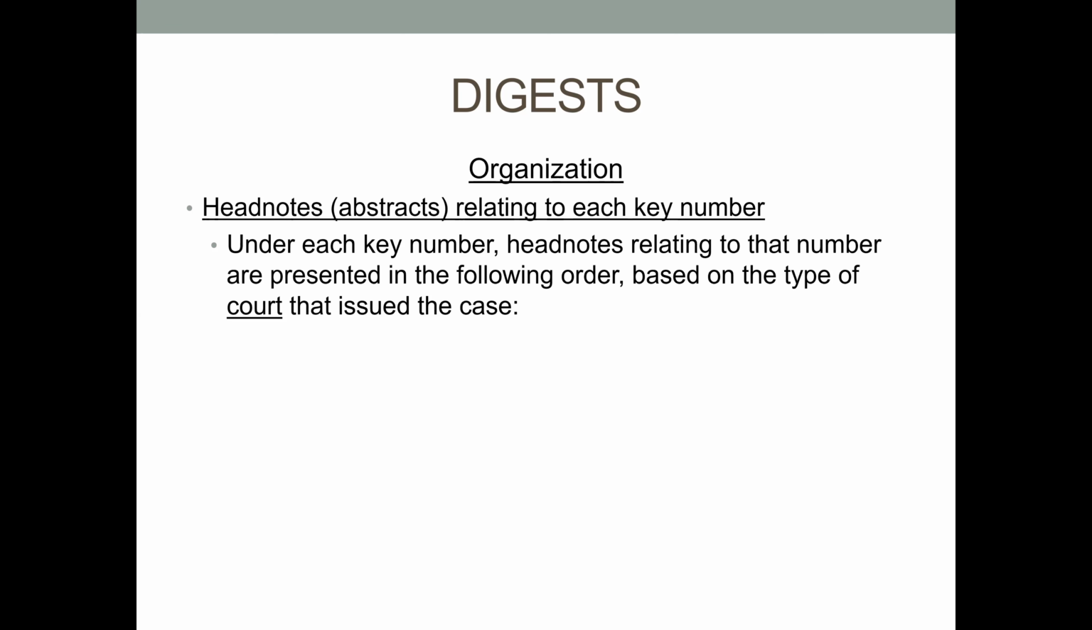Well, once you have found the key number or key numbers from the topic outline, you just flip in the volume until you find that key number, and there will be headings indicating where a new key number begins. And under each key number in the digest, there will be headnotes from all of the cases in the jurisdiction covered by the digest. Here it'd be Texas cases, or Texas cases originating in federal court sitting in Texas.